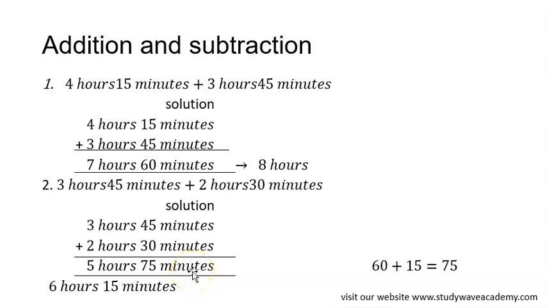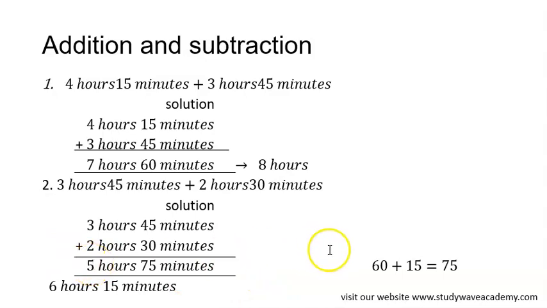Now our minute ends at 60, right? 60 minutes makes 1 hour, right? So here we have 75. We have to reduce it. You can say 75 minus 60 is going to give you 15, right? So 60 plus 15 will give you 75. So this 60, we add it to the hours. Remember, 60 minutes makes 1 hour. So we add 60 to the hours, making our hours 6 hours.